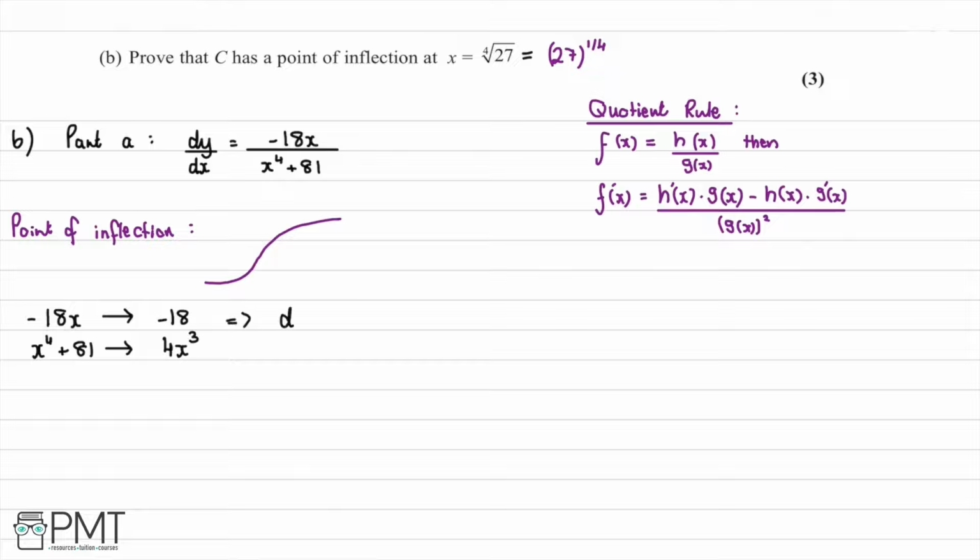So therefore, we can say that d squared y divided by dx squared, so our second derivative, is going to be equal to, so we're going to have the derivative of the numerator, so negative 18, we multiply it by x to the power of 4, we add on 81, and then we're going to subtract the other derivative, so we're going to have 4x cubed, and we're going to multiply that by negative 18x. And then we're going to divide everything by x to the power of 4 plus 81, and then we square that bottom term.